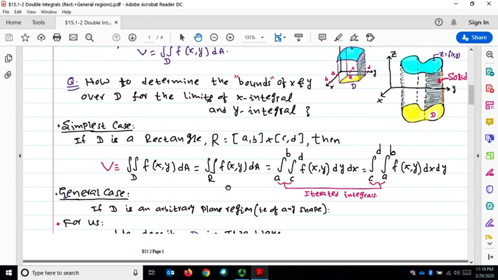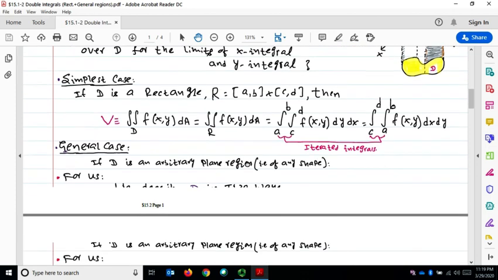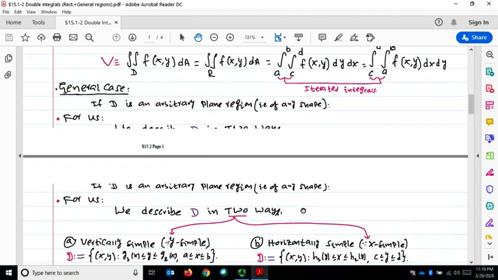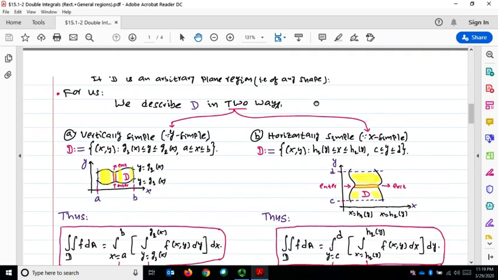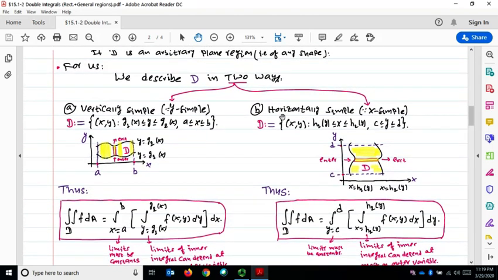So in general, if D is an arbitrary plane region, now I am talking about this second diagram, then we have two ways to describe the domain. Let me scroll down. This is better.